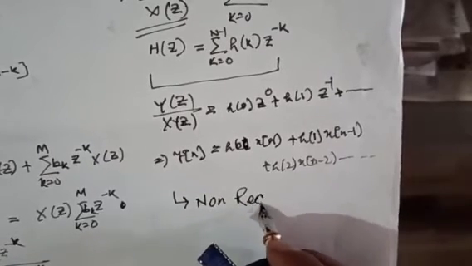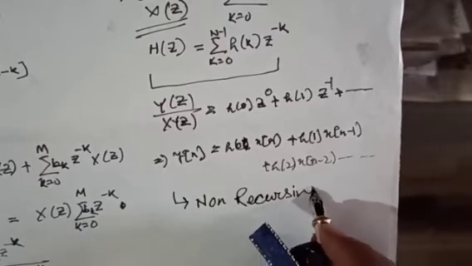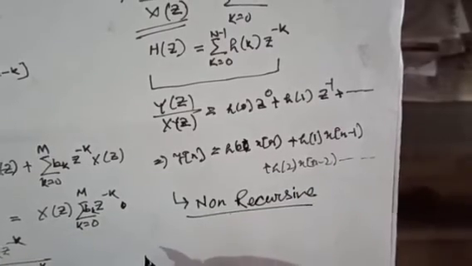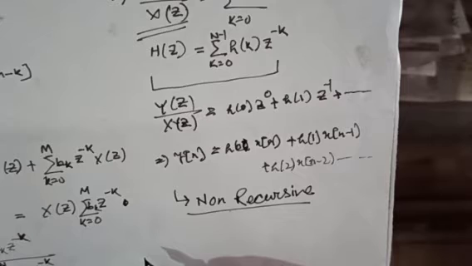Okay, non-recursive system. That means a non-recursive system is one in which the output at an instant of time depends on the present input and maybe all the past inputs, but not any past output.